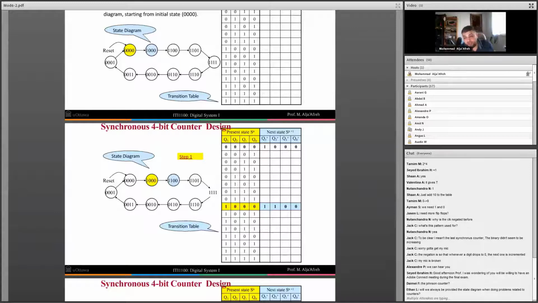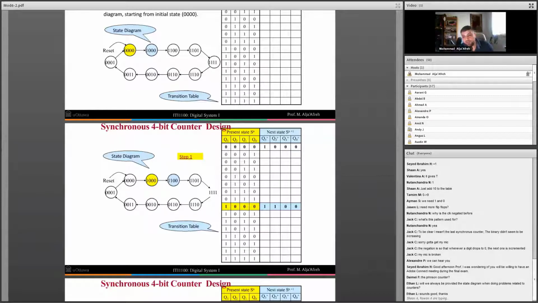If you need to, you need to enable your mic. I already give you the right to enable your mic.